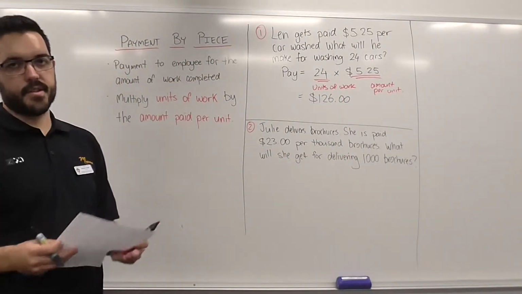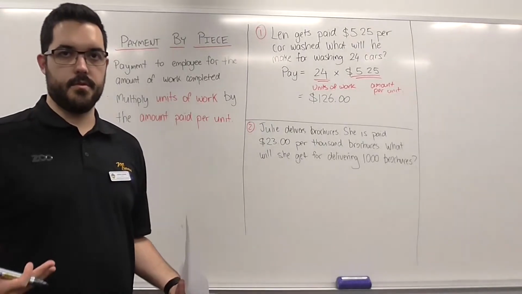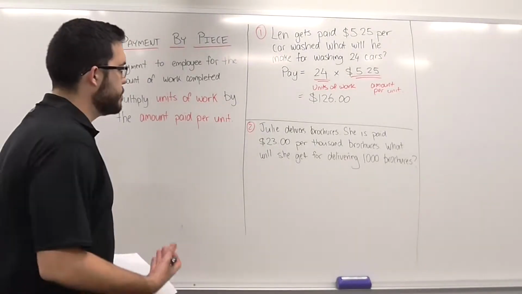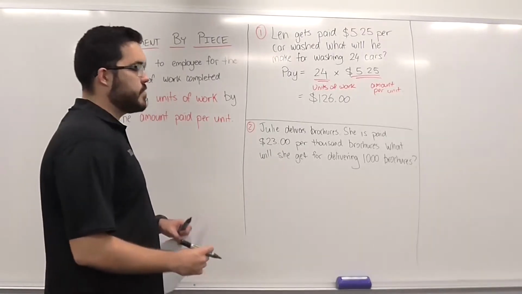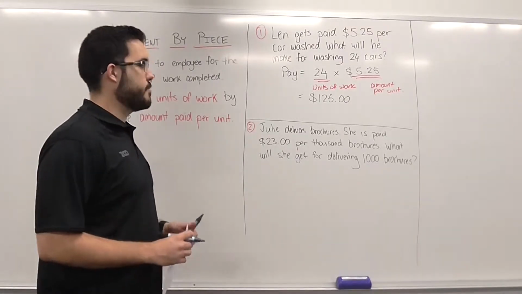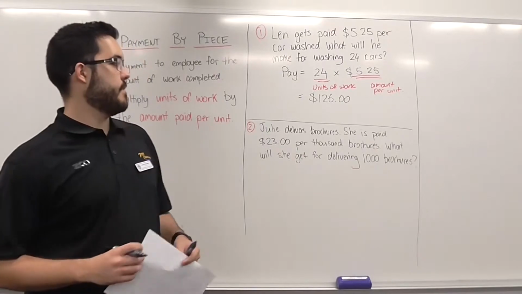The next one is where units of work become a little bit more important to consider. So Julie delivers brochures. She's paid $23 per 1,000 brochures. What will she get for delivering?